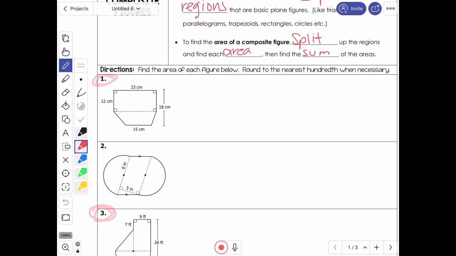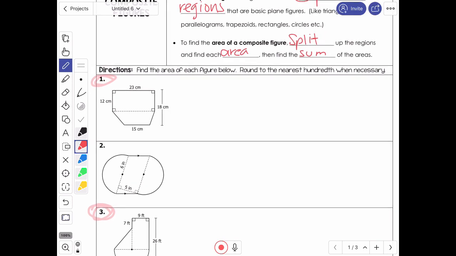So for number 1, there are 2 regions that I see right away. There's this rectangle region, I'm going to name it 1. And then there's this region that looks kind of like a trapezoid, and that's going to be my 2. At the end of this, I'm going to take the area of region 1 and add it to the area of region 2 to find the total. Okay? So for region 1, that looks to be a rectangle.